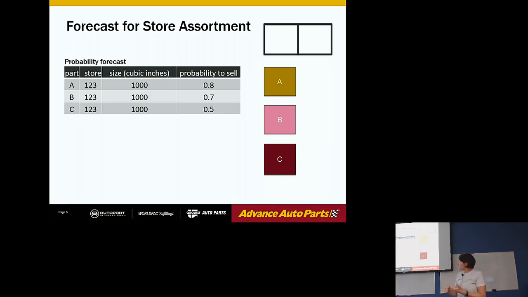So first, we're forecasting, and we're forecasting for every part, every store. And when we were forecasting probability to sell, we would come up with a number. So that would be, in the next year, the probability to sell this particular part in that particular store is, say, 0.8. That's a pretty good number. Probably should put that in.